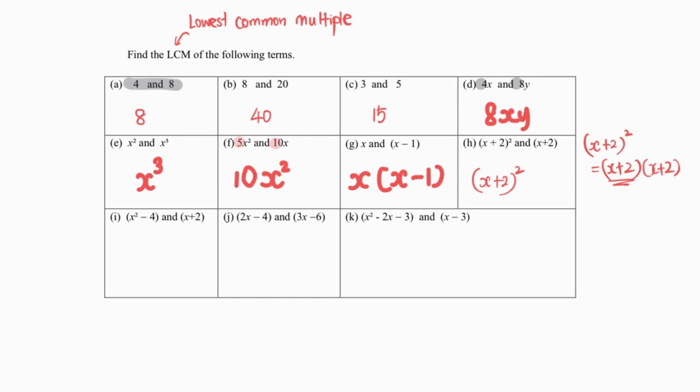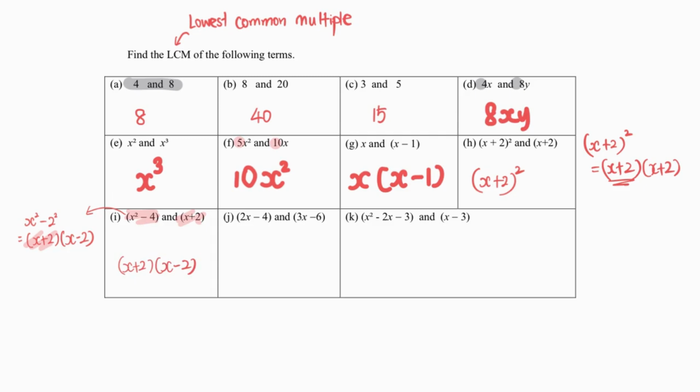Okay, notice what happens when we factorize this thing. It will be x squared minus 2 squared, x plus 2, x minus 2. And with that, I see that x plus 2 is again a factor already. So in this case, this one will be x plus 2, x minus 2. This is the lowest common multiple.